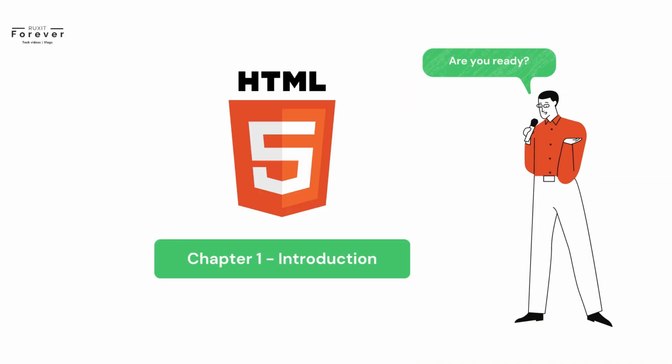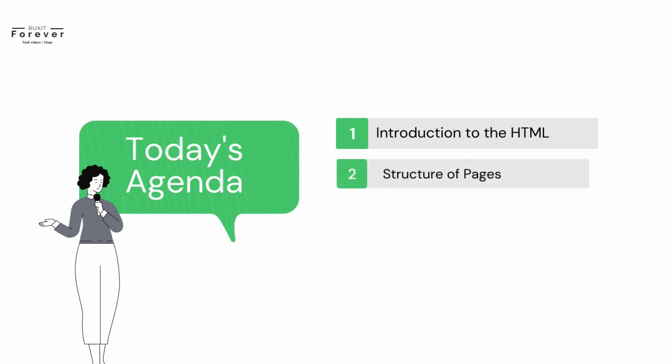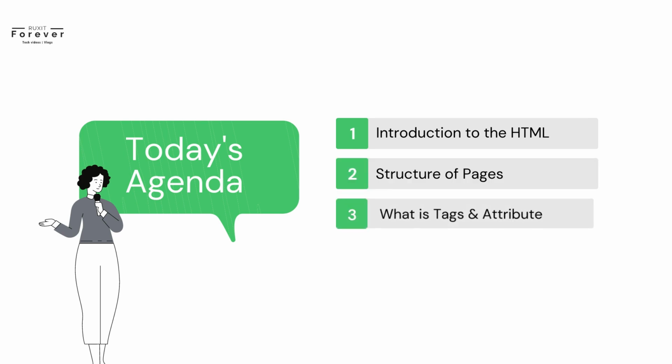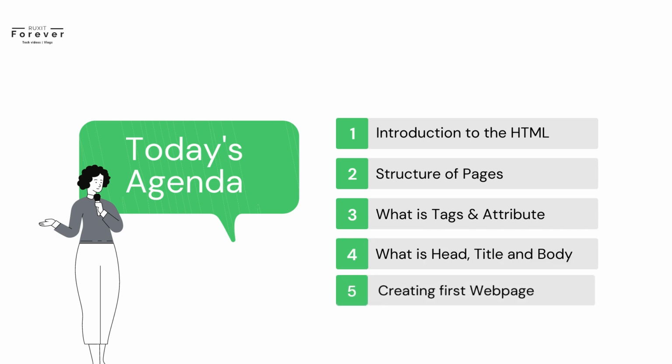Chapter 1 Introduction. Which topic is going to be covered today? The first topic of this chapter is about what is HTML. Then we will see the structure of the pages. Also, we will learn what are tags and attributes, and in-depth knowledge about the head, title, and body. The most interesting part, we will create our first website. And in the last, we see the summary of the chapter.